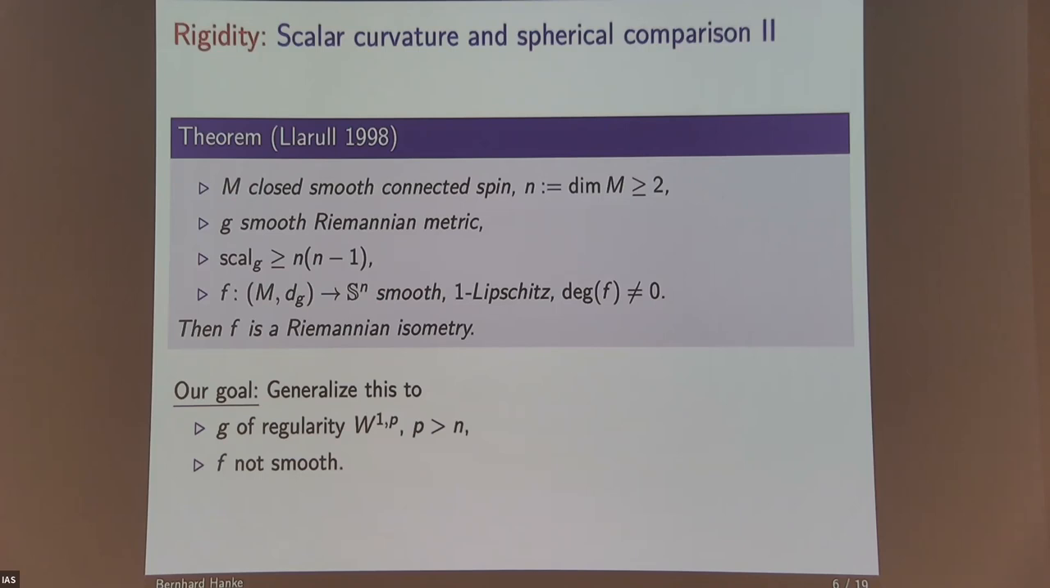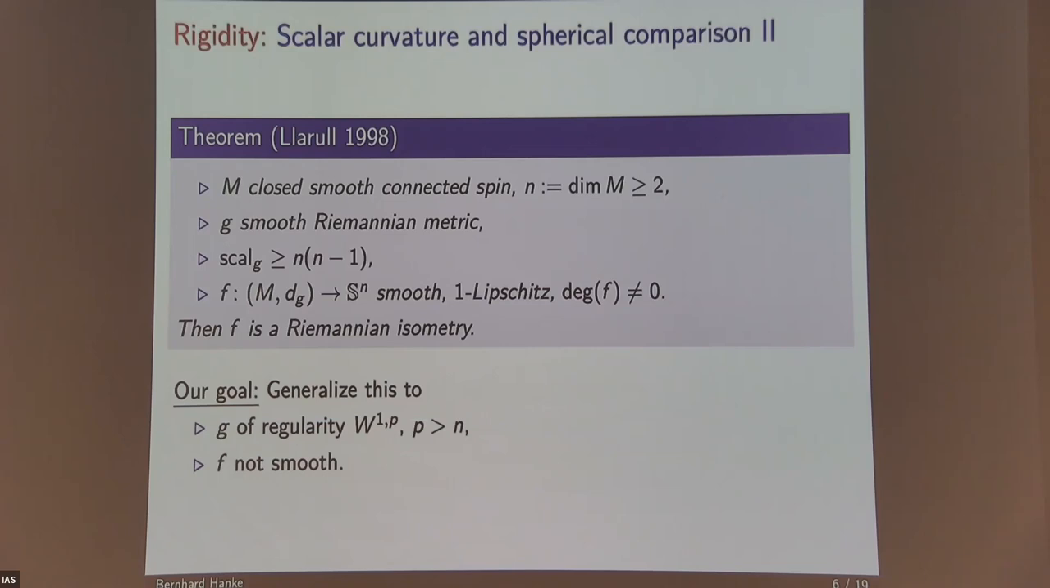Exactly. Our goal now is to generalize this to metrics which have lower regularity. More specifically, we require g to have Sobolev regularity W^{1,p}, where p is bigger than n. So p equal to n would be the critical case for having a continuous metric. These metrics are always continuous by the Sobolev embedding theorem, and this is what we assume here. So this is far less than C^1.